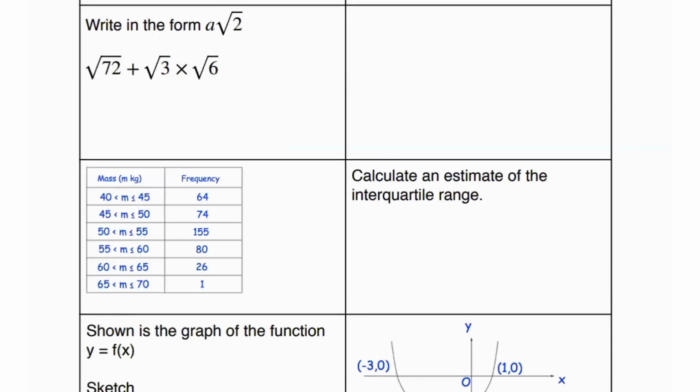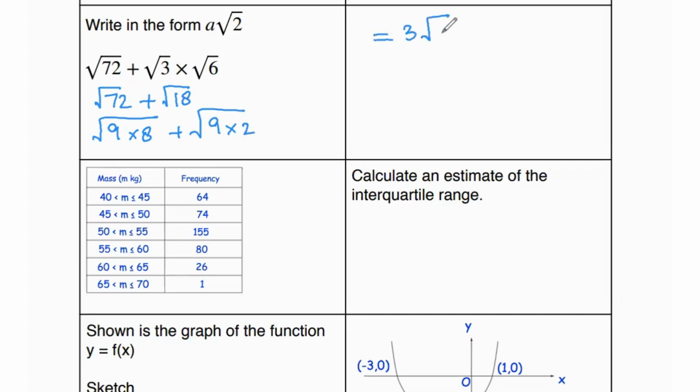Next question says, write in the form a root 2: root 72 plus root 3 times root 6. So let's first multiply root 3 and root 6, which is basically root 18. Now, if you prime factorize, root 72 is 9 times 8. Root 18 is 9 times 2. So we know 9 is a square number, so root of 9 is 3. So 3 comes outside in both the terms. So it's 3 root 8 plus 3 root 2.